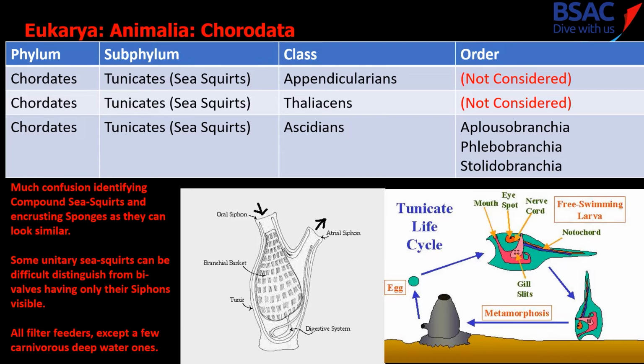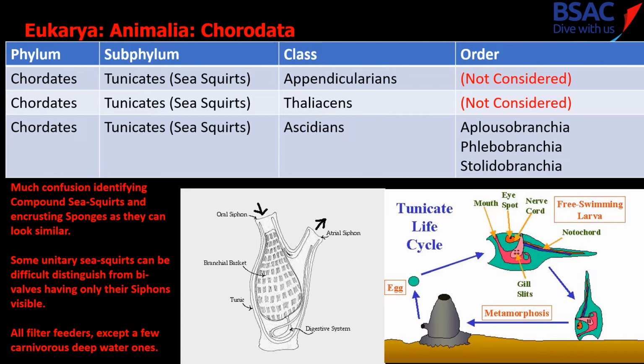You may not have heard the term tunicate, as these animals have the common name of sea squirts. Tunicates can be very beautiful when you look at them close up. Colonial tunicates may look like some bryozoas or even some sponges, but are more related to the jawless hagfish and lampreys because in the juvenile state, tunicates are free swimming. Also, some unitary sea squirts can be difficult to distinguish from bivalves having only their siphons visible. There are 3 classes of tunicate, but we are only interested in ascidians, as the other classes are largely pelagic.